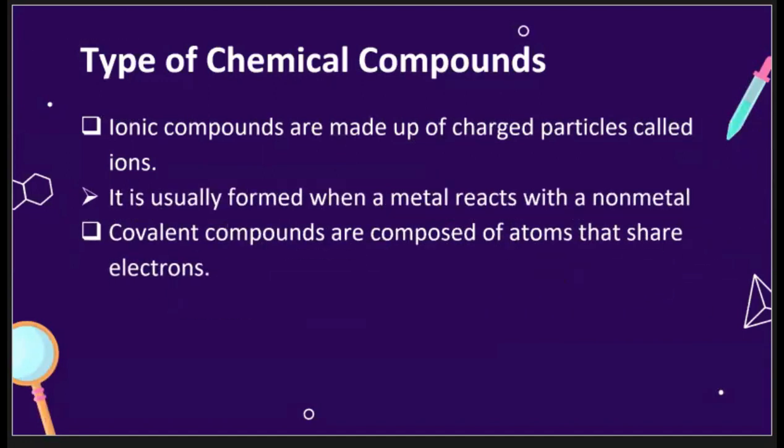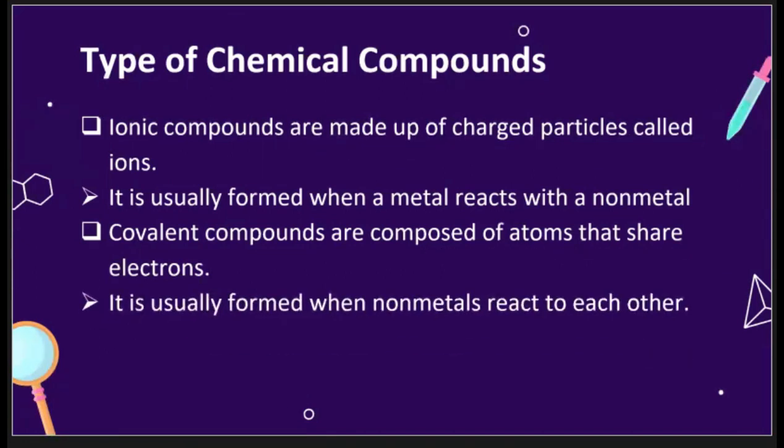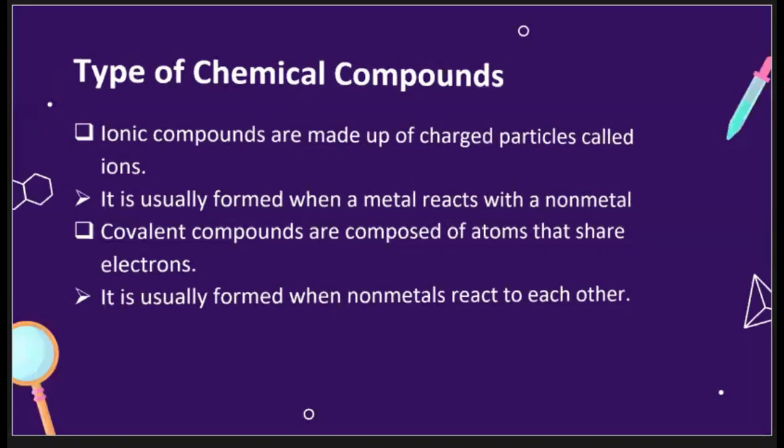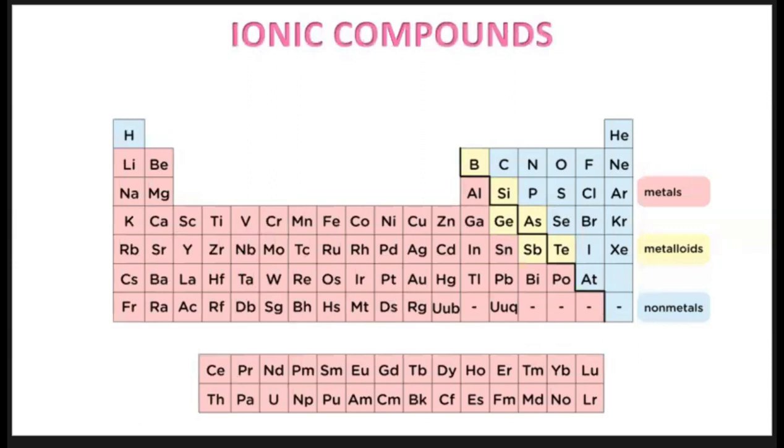When we say ionic, these are the compounds made up of charged particles called ions. It is usually formed when a metal element is combined with non-metal elements. So if the combination of elements in a compound is a metal and a non-metal, that is ionic. While covalent compounds are composed of atoms that share electrons to form molecular compounds. They are usually formed when non-metals react with each other. So if the combination of elements in a compound are both non-metals, they are covalent compounds. So to start, let's have first the ionic compounds.